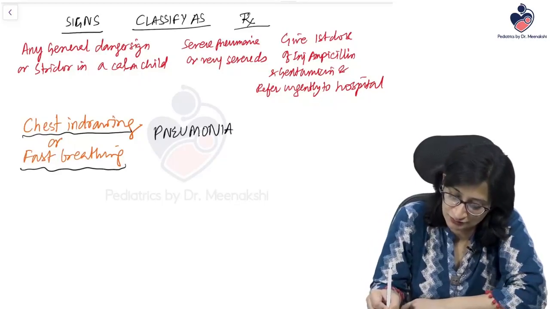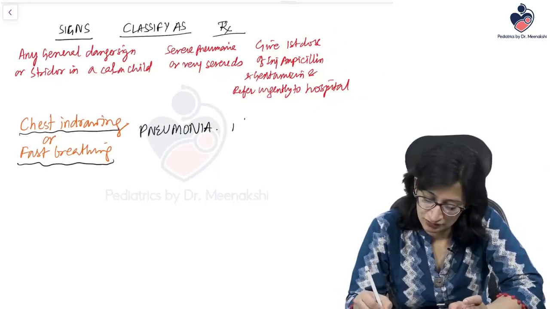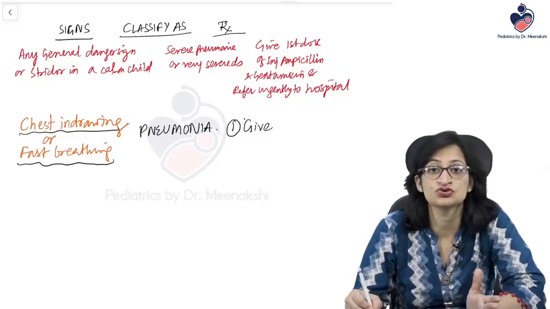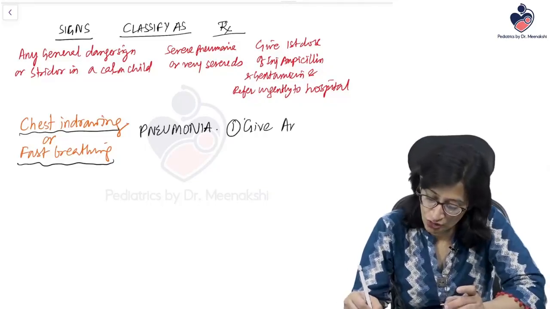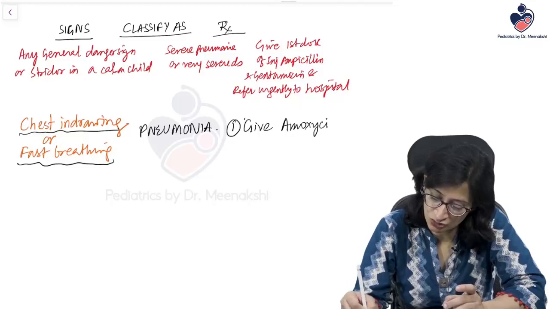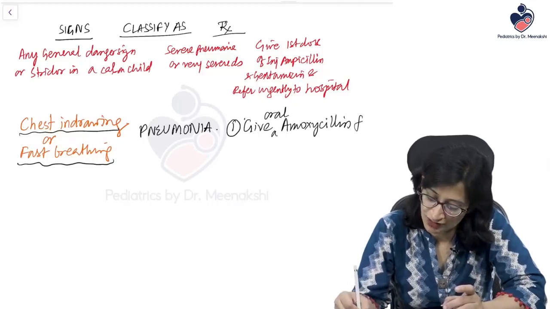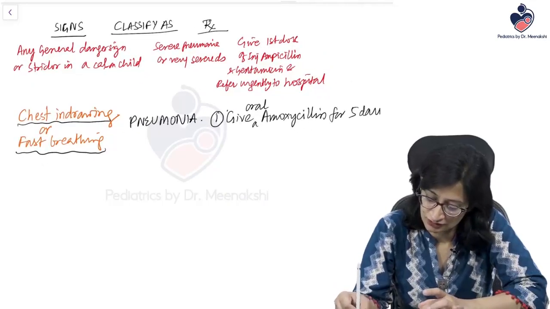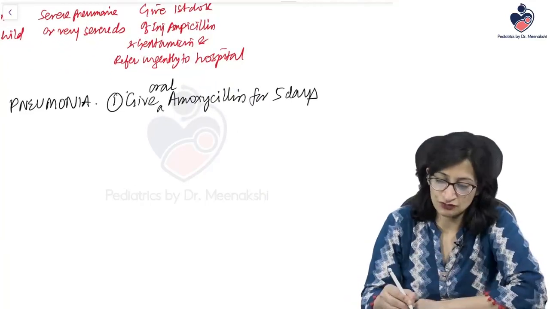And how do you treat? One is to give antibiotic. The usual first line recommended is amoxicillin. So we are talking about oral antibiotic here, okay? Give oral amoxicillin for 5 days.